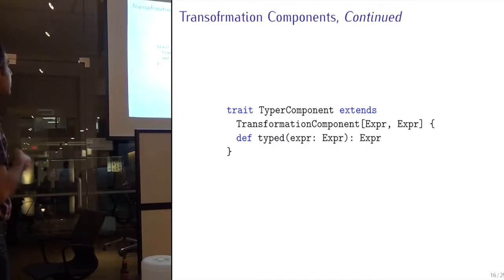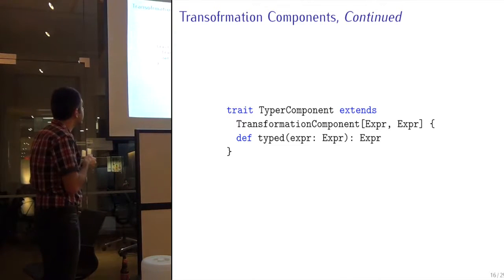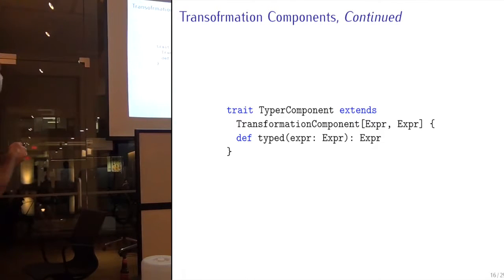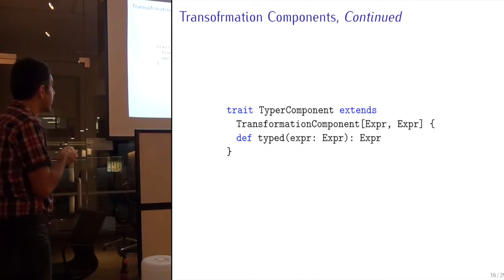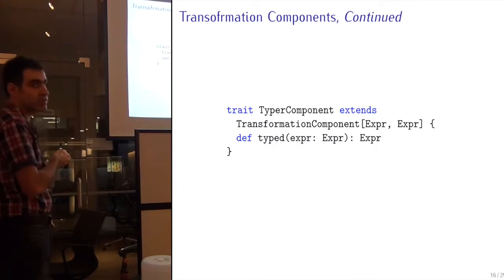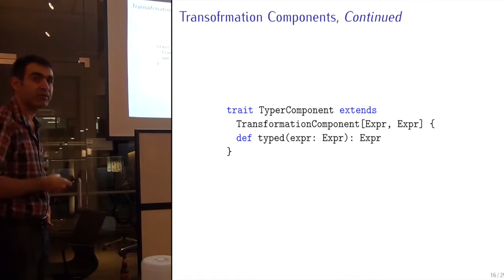So, in order to implement a type checking phase, again, I have nothing, just a simple trait, which implements this transformation component, which is basically a partial function with some more utility functions. And it has one method that we use heavily. It's called typed. This should know, or eventually will know, how to type check every expression and returns a type-checked expression or some non-type-checkable expression that's unsound.